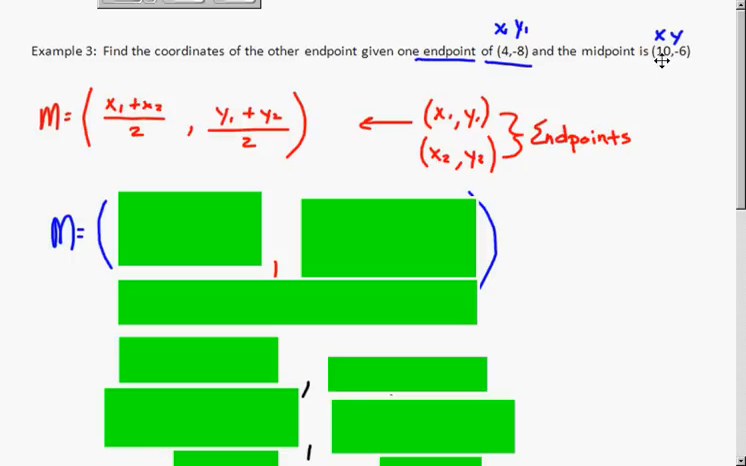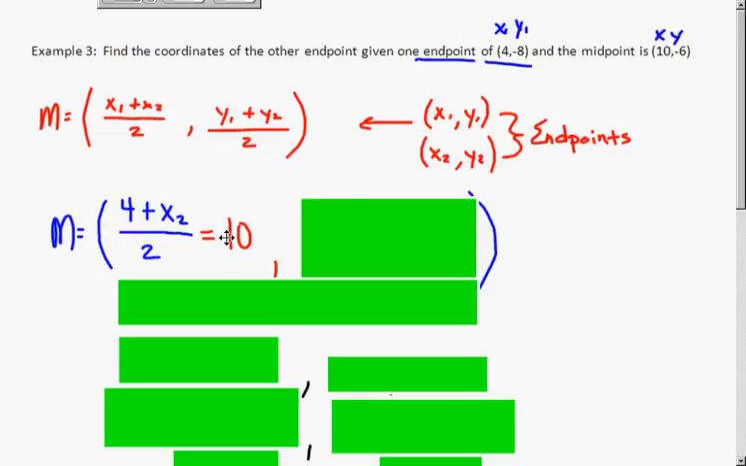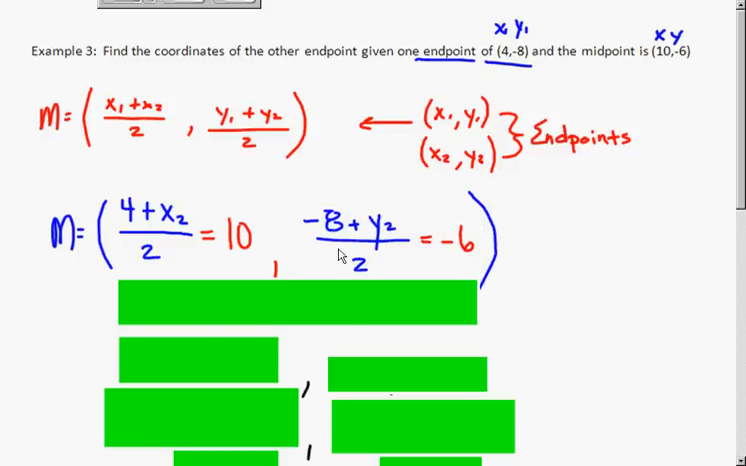In this case, the x value is 10. So that's basically what I did. I substitute 4 in for x1. The x2 is unknown. I set it equal to 10, which is our midpoint answer. Same thing for y. Set it equal to -6. That's your midpoint value, -6. So I substitute -8 in the top. Basically what you do here is solve it algebraically.